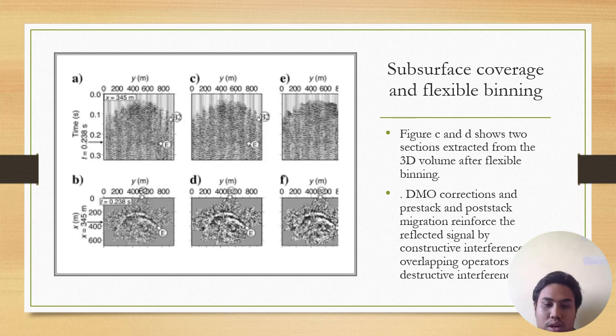Then the DMO correction is applied. The DMO correction applies to the pre-stack and post-stack migration, which reinforces the reflected signal by constructive interference, while the overlapping operators cause destructive interference. This means the pre-stack overlap is used to reduce the destructive interference between the two waves of the seismic trace.